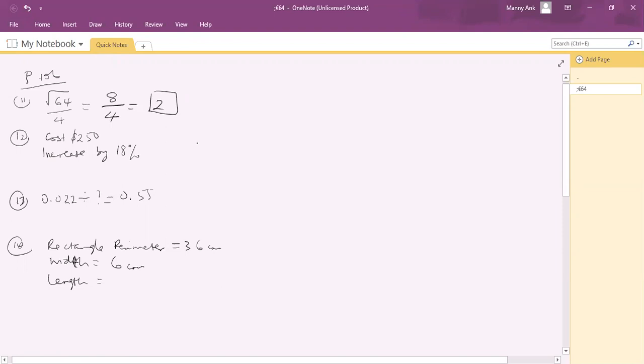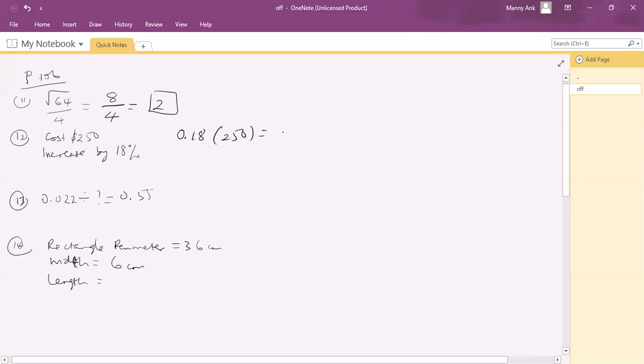Okay. What about number 12? Number 12 is C. Yeah, C. So what approach did you use for number 12? I use 1.18 times 250. Okay, so let me write it down whilst you talk. So first you're finding 18% of 250. So we said you change the decimal, right? So 0.18, that's 18%, right? Times 250. And what did you get?